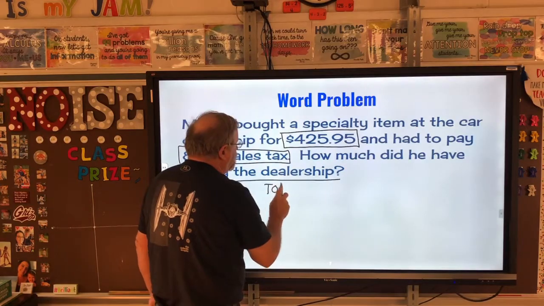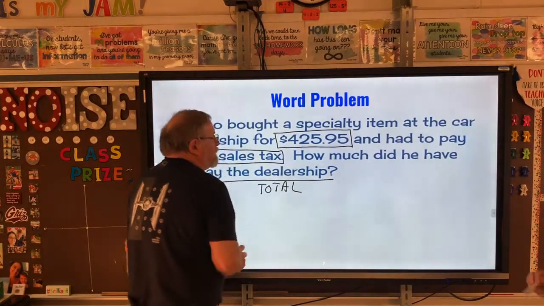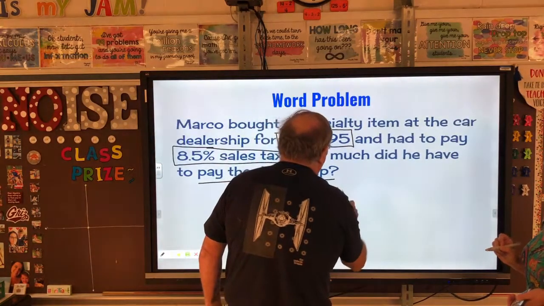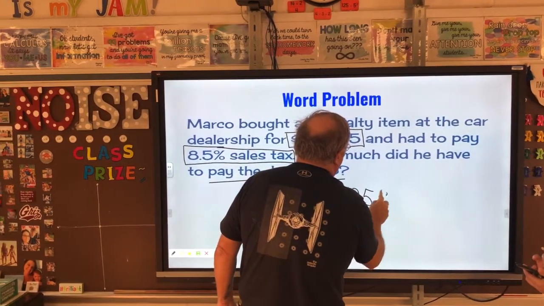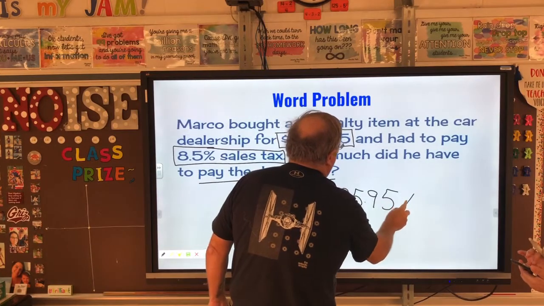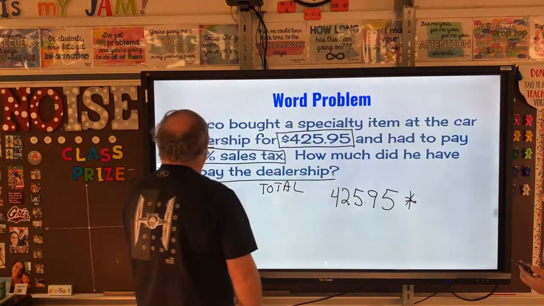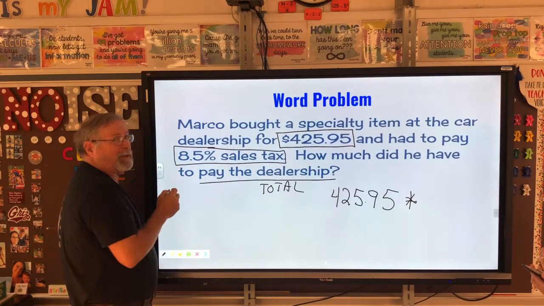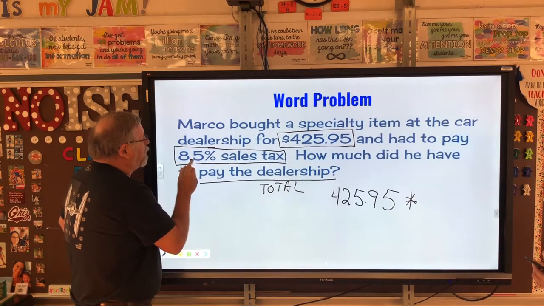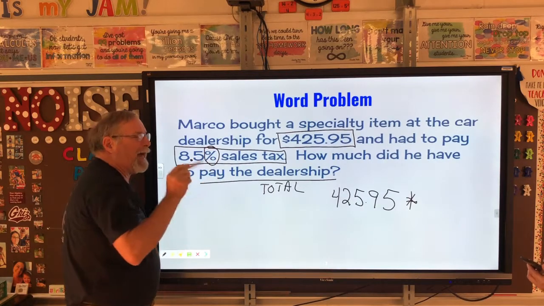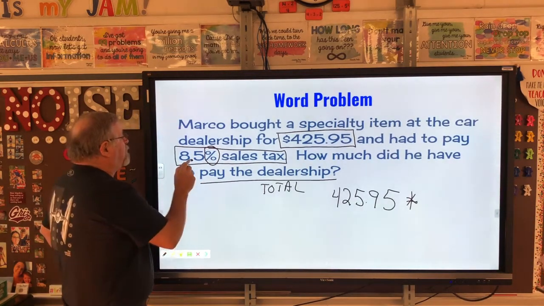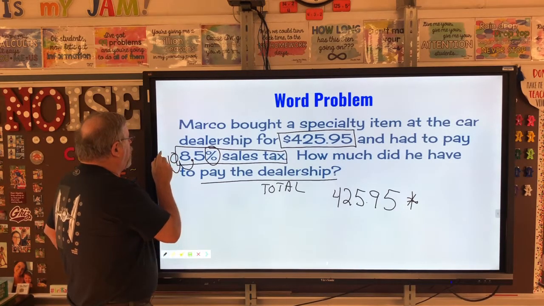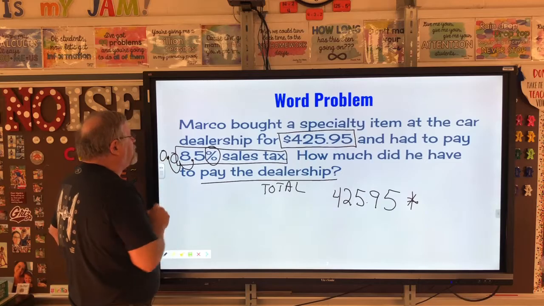So this is total. I'm going to use the little shortcut method. So I'm going to do 425.95 times 1. And now because this already has a decimal point, this is a little weird. Okay, so here's my decimal point, but that's a percent sign, and I know that if I have a percent sign, I gotta move this twice to the left.